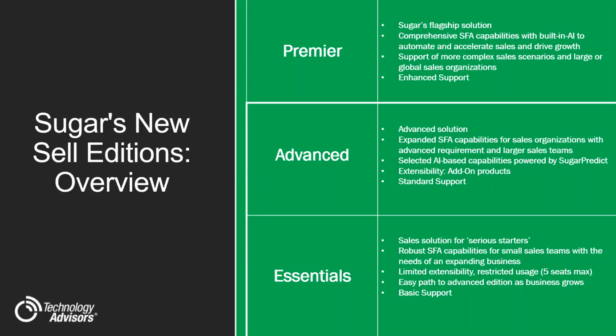So this is going to have the standard capabilities that you see with the product today. And Sugar is still actively working to make their AI, Sugar Predict, more robust and powerful. So that's embedded in Sell Advanced. Add-on products are very similar today. You can add them on to your license base as needed, and there's no changes to the kind of support that you receive there. And then with Premier, so that's what Sugar is gearing towards as their flagship product.